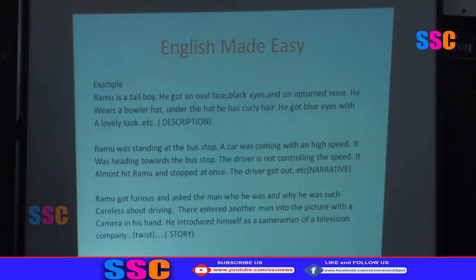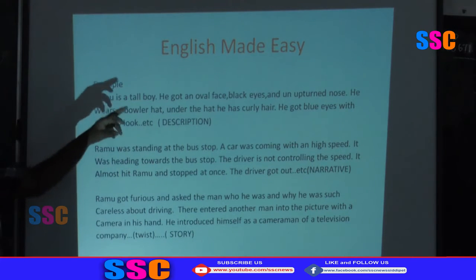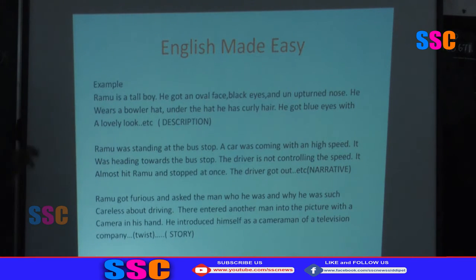See, Ramu is a tall boy. He got an oval face, black eyes and an upturned nose. He wears a bowler hat. Under the hat he has curly hair. He got blue eyes with a lovely look, etc. This is a description. Now see how I turn this description into a narrative. Now I am developing another narrative from the same description.